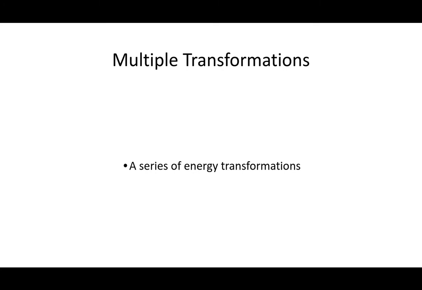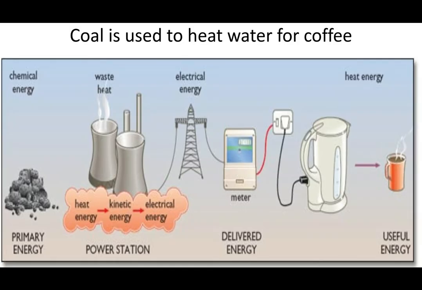Other problems that you are going to have involve multiple transformations. This is where one kind of energy turns into another, and then that turns into another, and then that can turn into another. There's going to be a lot of stages along the way. So, Mr. Boggin enjoys his hot coffee every morning. Well, that thermal energy in the hot coffee has to come from somewhere. If we trace it all the way back, it's the chemical energy in coal.